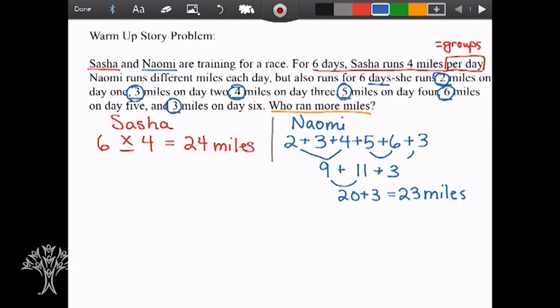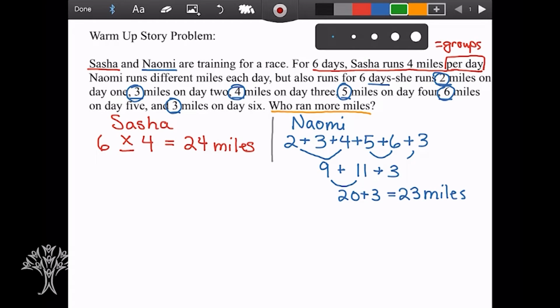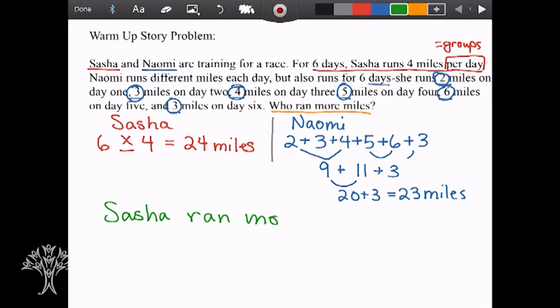So am I all done? I don't think I'm quite done yet. I think I need to make sure that I clarify what the answer is here. So the question is, who ran more miles? And I'm looking, Sasha ran 24 and Naomi ran 23. And so I would need to put in a sentence, Sasha ran more miles. I could even add into that she ran 1 more mile than her friend Naomi. So that's just a quick little refresher on some ideas you can do to successfully solve story problems.